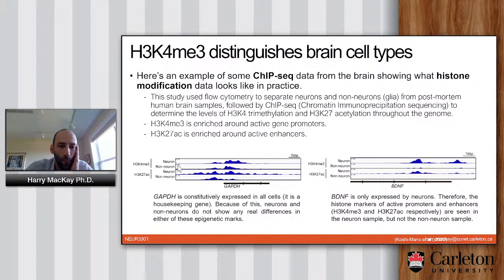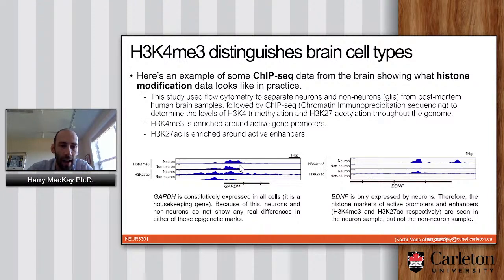So take a gene like GAPDH, which is what we would call a housekeeping gene that's expressed by all cells. Whether you're a neuron or a glia, you need GAPDH because it's part of the Krebs cycle, so you need it to live. You'll see equal levels of this mark at GAPDH in both neurons and non-neurons. This track shows you the level of H3K4me3 along the length of this gene, and you can see that it's the same in both neurons and non-neurons. Don't worry about this bottom one.